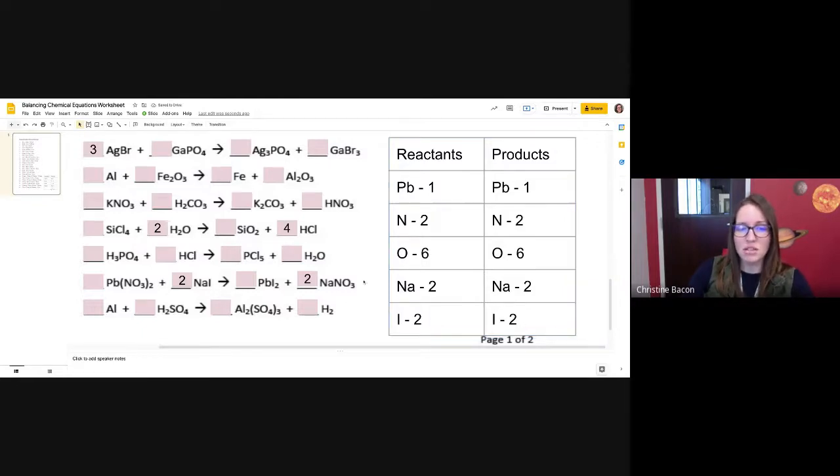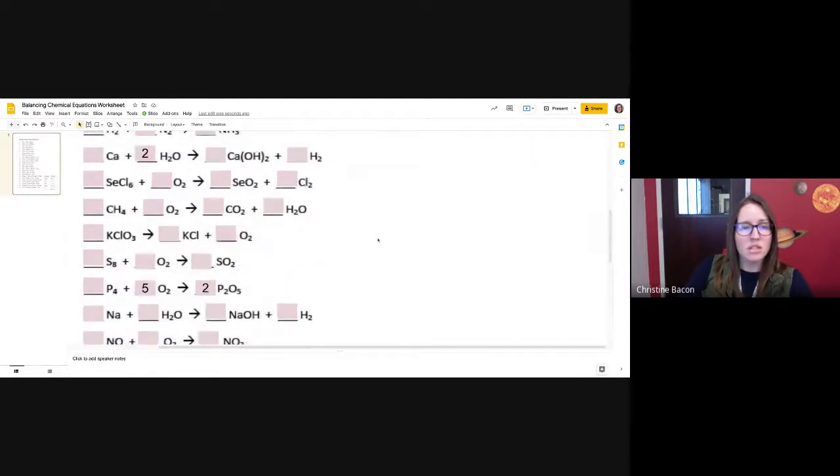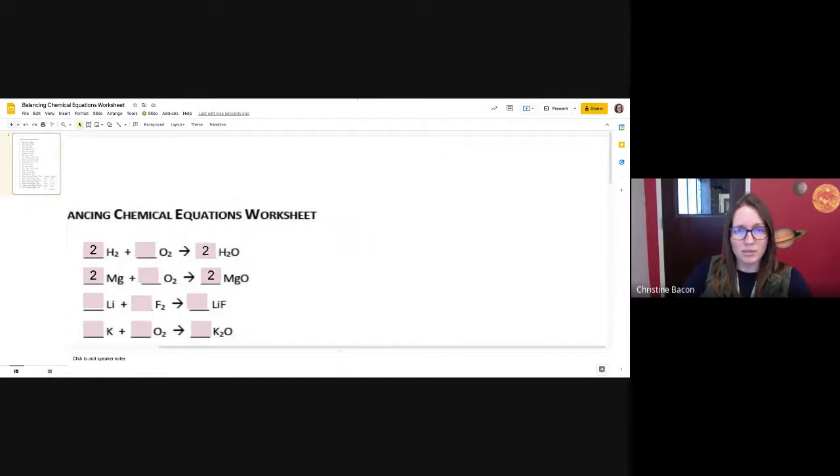All right, so it just takes a little playing with. Sometimes you just have to experiment, play around with the numbers, just systematically go through, make sure everything is balanced on each side. And soon enough, you will get to the point where you can do this without making a table, where you just get so used to counting the atoms that you can just do it in your head. So that is the Balancing Chemical Equations worksheet.